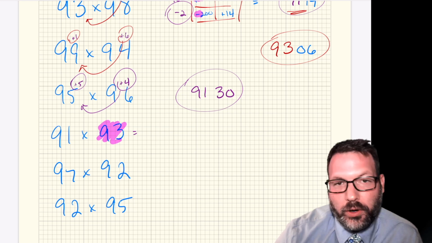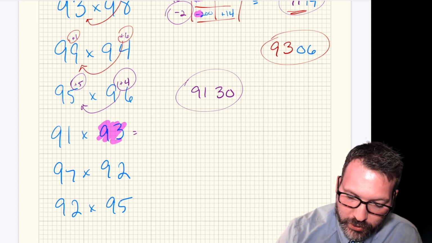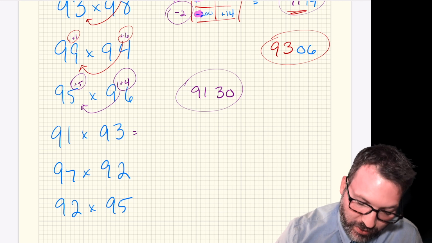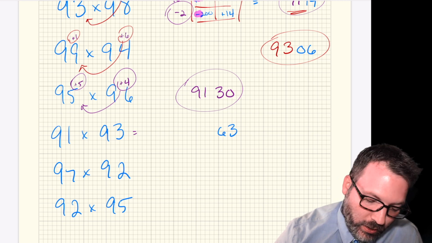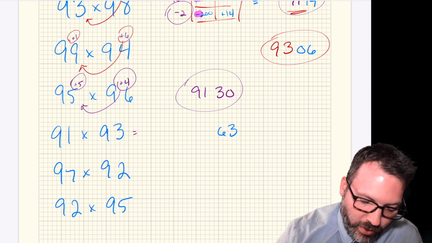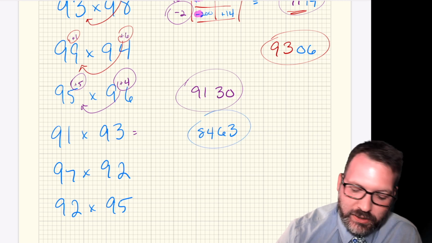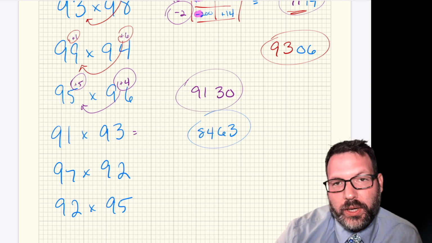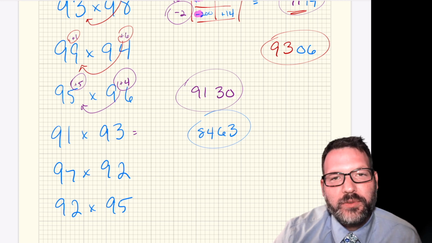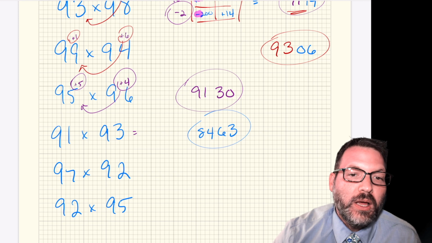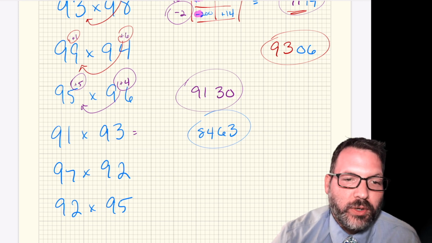93 is how far away from 100? 7. 91 is how far away from 100? 9 away. What's 7 times 9? 63. That must be our last 2 digits. The 7 that 93 is away from 100, take that away from 91, you get 84. So that's 8,463. Now, of course, you have to be relatively facile with your subtraction. You have to be able to do the subtraction in your head. But presuming you can do the subtraction, hopefully you're getting a sense of how this trick works.